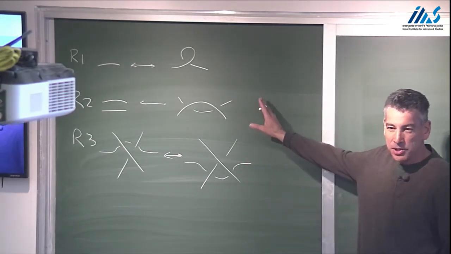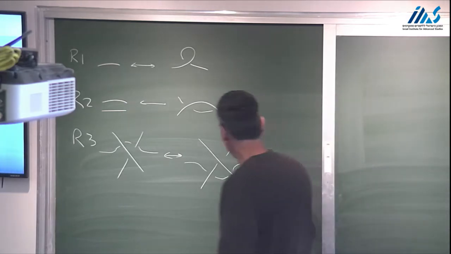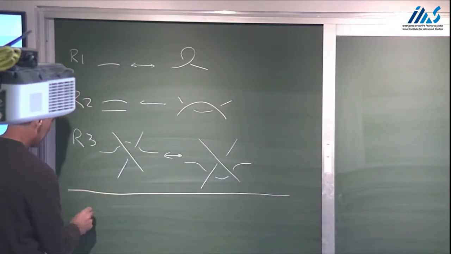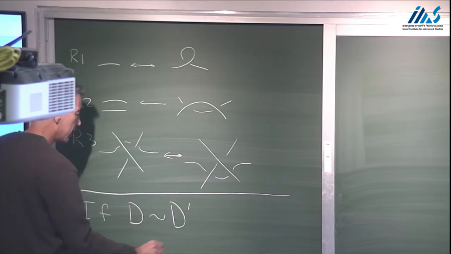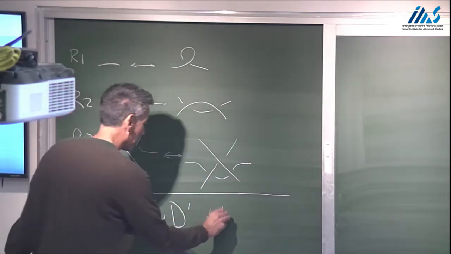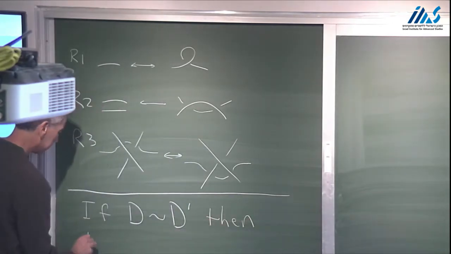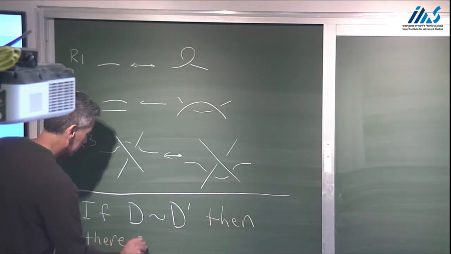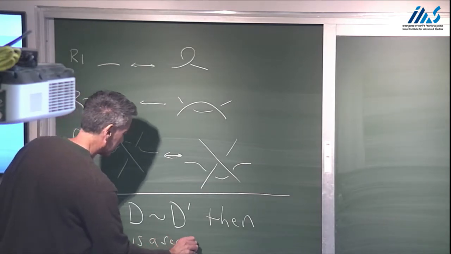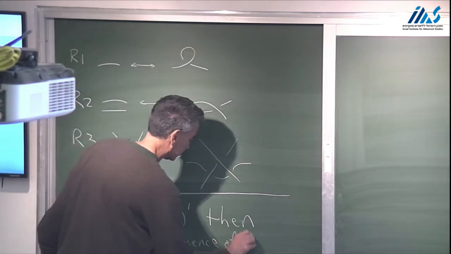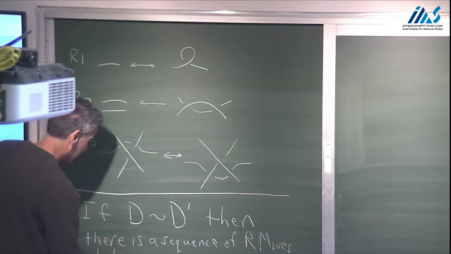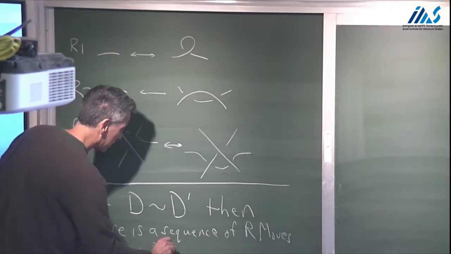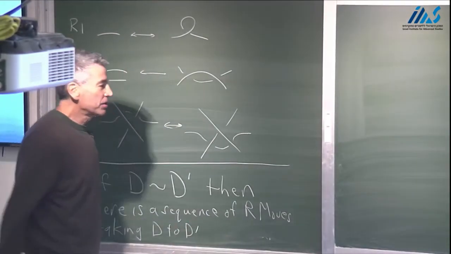So remember, we saw these three Reidemeister moves, and we proved a theorem that if two diagrams represent the same knot, so if two diagrams are equivalent, then you can go from one to the other by a sequence of these Reidemeister moves. So let's do an exercise.